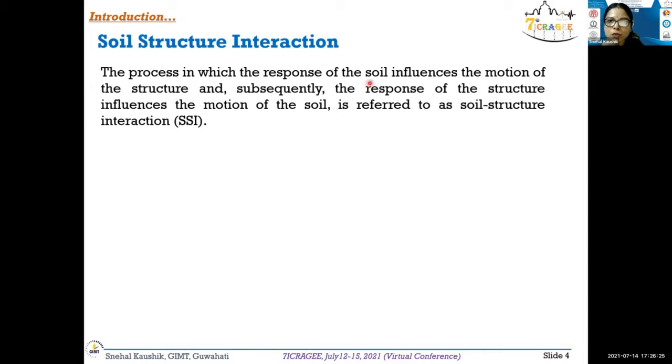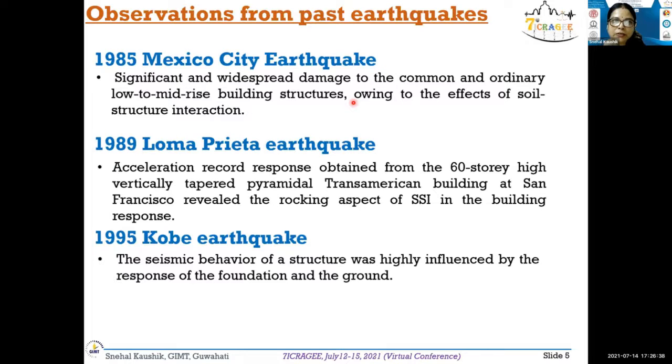We all know what soil structure interaction is: the response of the soil influences the motion of the structure, and subsequently the response of the structure influences the motion of the soil. Now, from past earthquakes, some interaction of soil and structure was observed, and that led to some damage in multi-story buildings. In all these earthquakes, we have observed a tremendous effect of soil structure interaction, and the behavior of the structure was dominated by the soil beneath it.